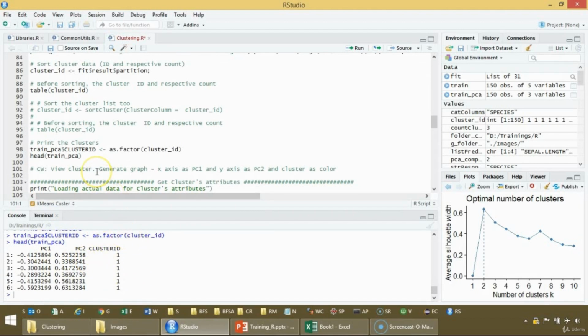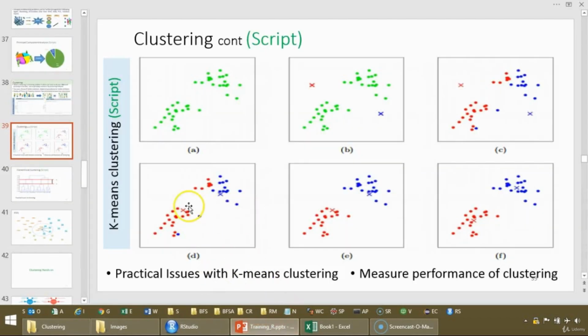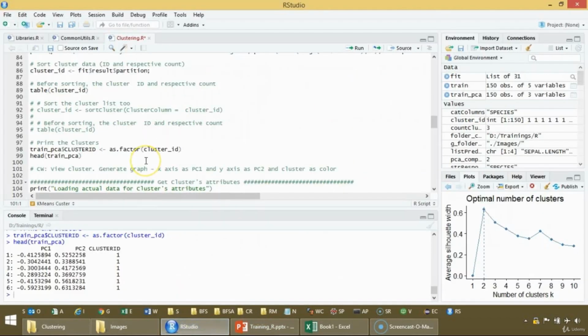Okay, we should see the cluster graph like this. So please, this is your classwork: for the x-axis take PC1, for the y-axis take PC2, and take the cluster ID as the color. Please generate it, and you will get it. If you are unable to do it, we have already done it during descriptive analysis, so that will help you. Okay, but if you are still not able to do it, do not hesitate.